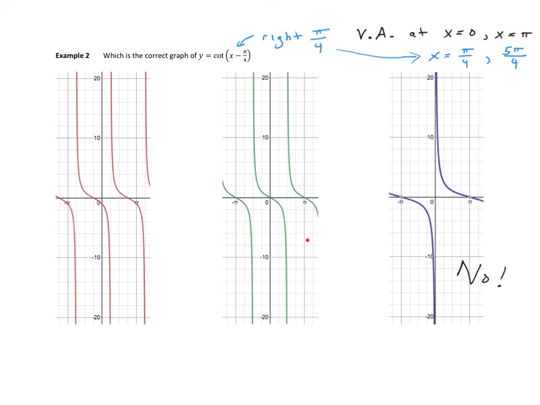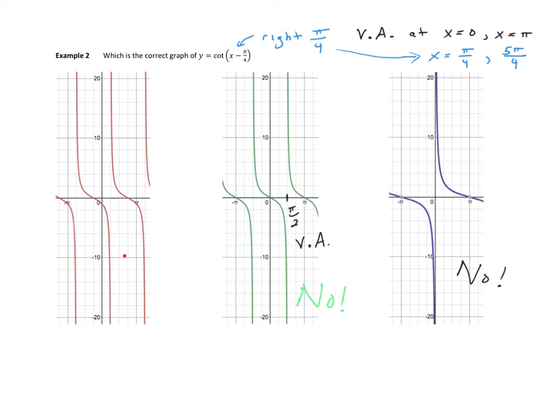Same thing goes for this one here. There is a vertical asymptote, but it's here at pi over 2. So here's pi over 2, and there's definitely a vertical asymptote there, but that's not what I'm expecting. So for this one, I'm going to say no as well, that one does not work. Looks like it's going to be the red graph again.